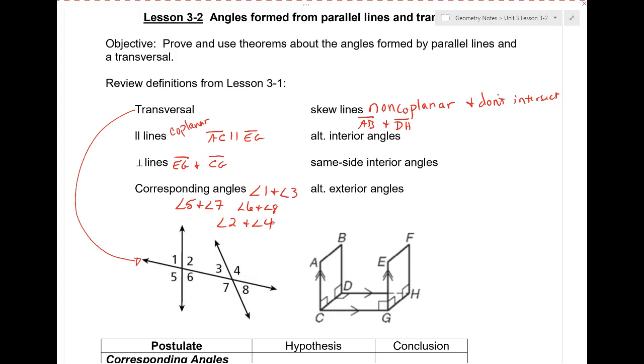Ryan, you said something. Right on, 2 and 7. Very good. So angle 2 and angle 7. Where's the other one, guys? 6 and 3. Yep, angle 6 and angle 3.